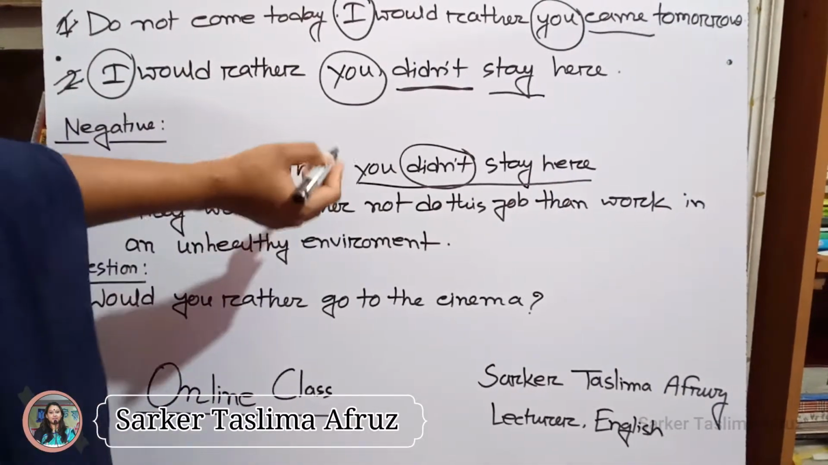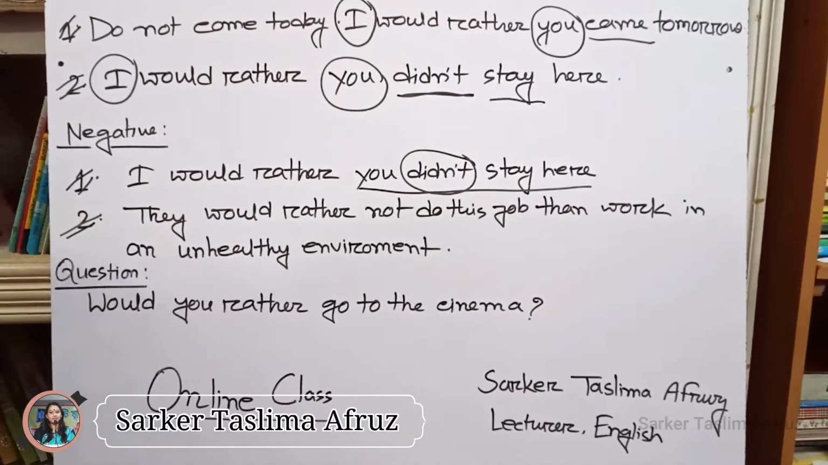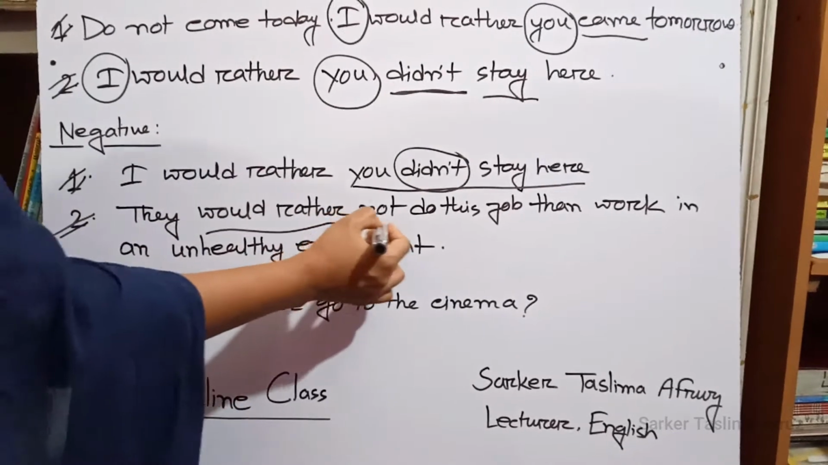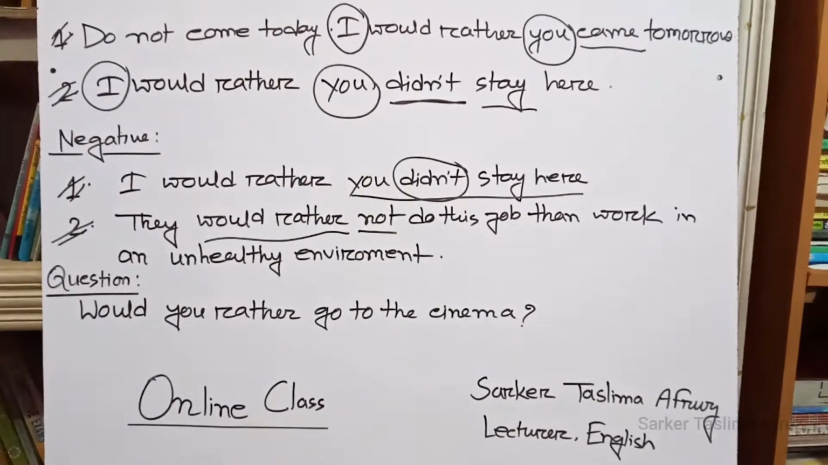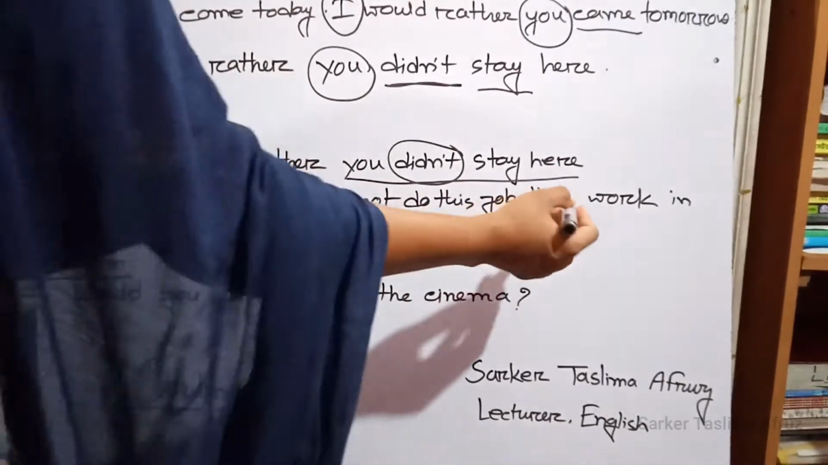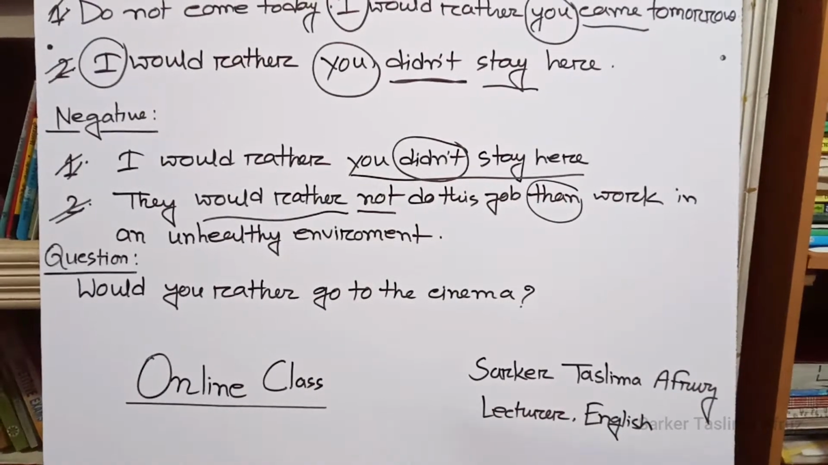You can use not after rather. Next one, they would rather. You can use not after rather to understand the negative form. Do this job, then work in an unhealthy environment.